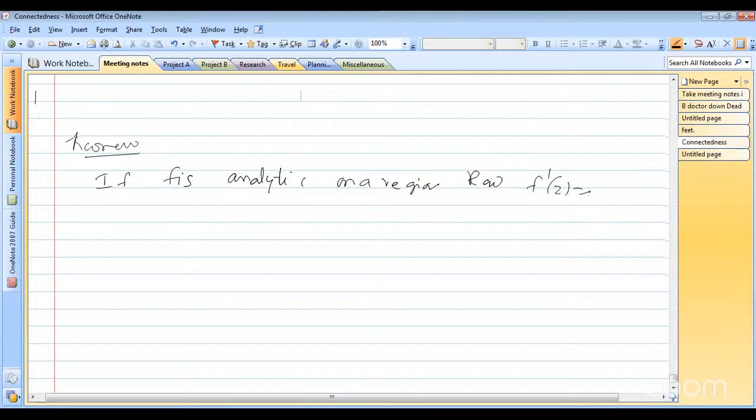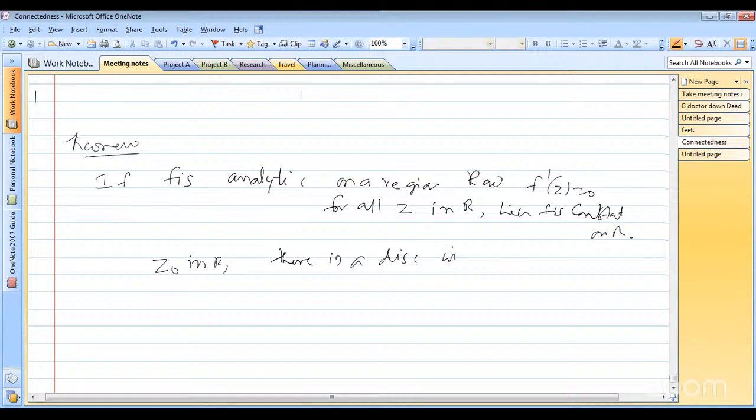If f dash of z is equal to 0 on a region R, then f is constant. To show this, we take a point z naught in R. There is a disk with center z naught contained in R, on which f is constant.